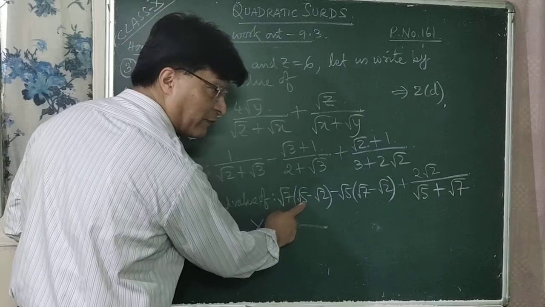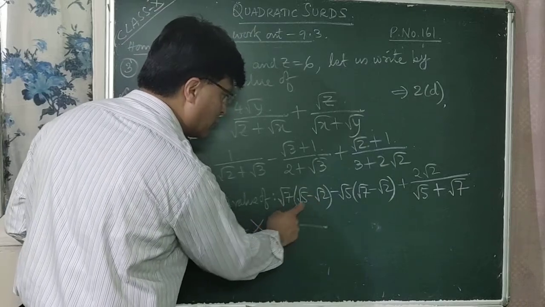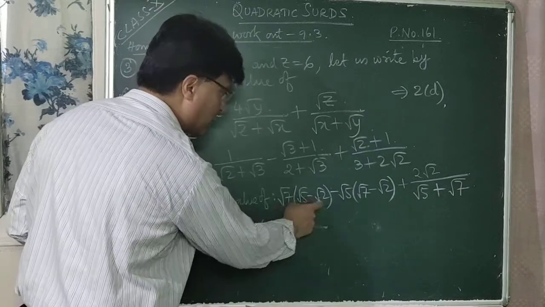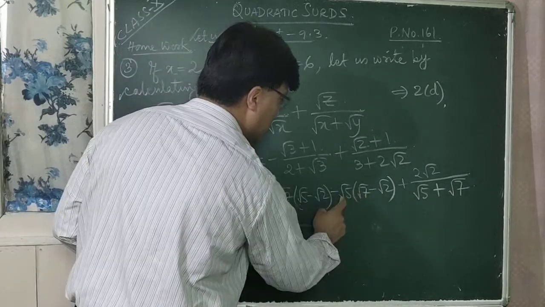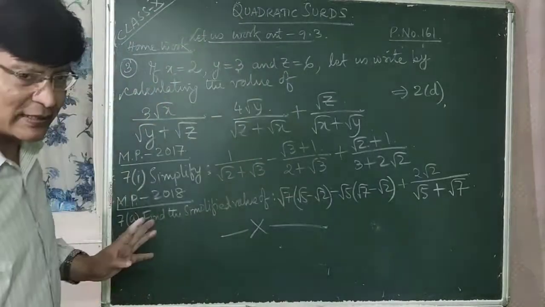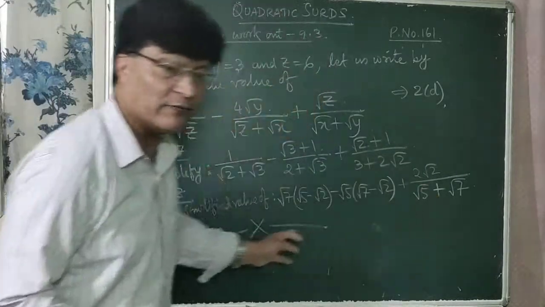Root 7 into root 5, root 35 minus root over 14, isn't it? Root 7 into root 2 is root 14 minus root over 35. This is minus into minus plus root over 10. Is that clear? So that you can simplify it further.